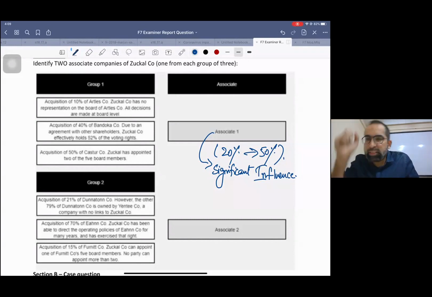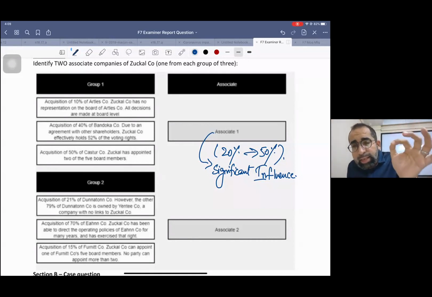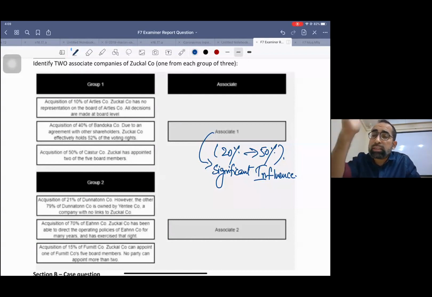It means that you have a seat on the board. For example, there are 10 directors on the board, and out of 10, 2 or 3 directors belong to me. That means I can raise my voice and send my voice to the board. I can participate in the decision making. It's not control, I agree, but it's significant influence. I can exert influence on the board. So for associate, the real thing is significant influence. For subsidiary, the real thing is control.